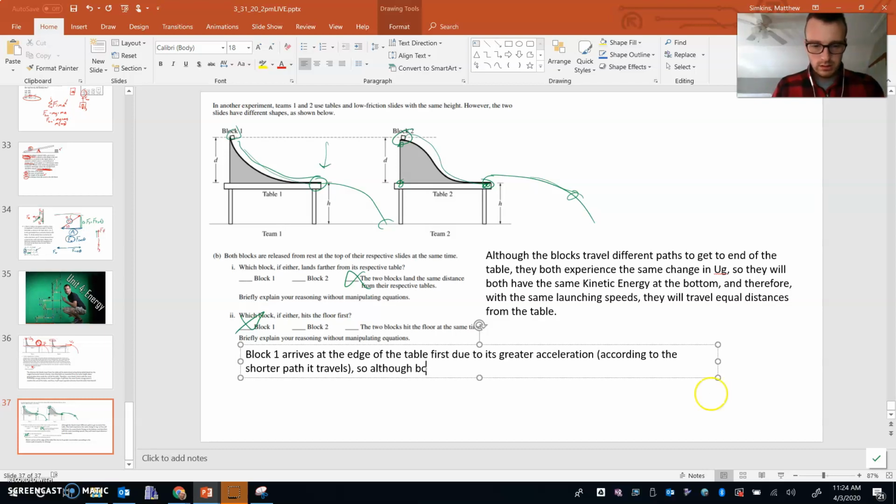So block 1 launches first, and it therefore hits the ground first. And this is why you type it, because I don't like that. So I'm going to say block 1 leaves the table first.